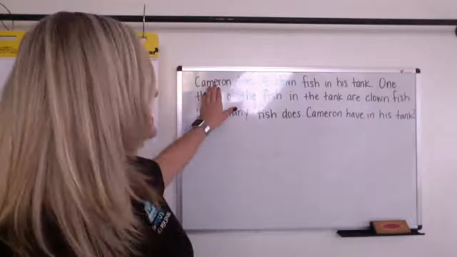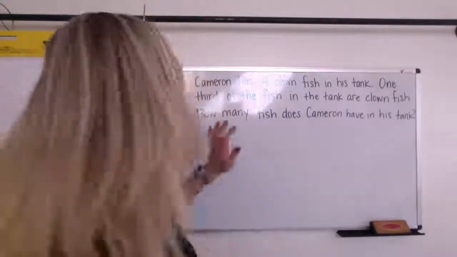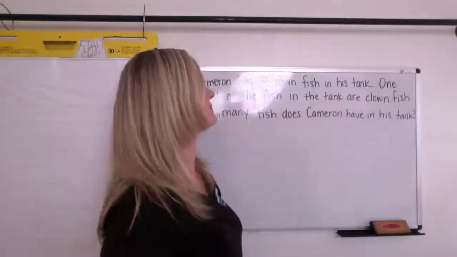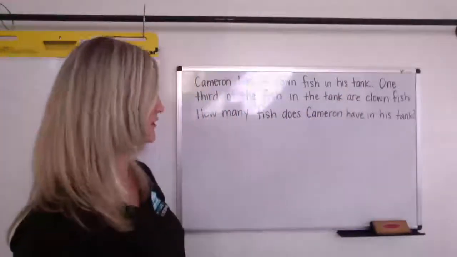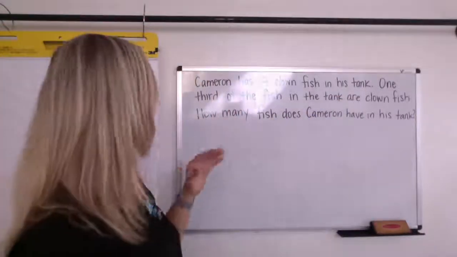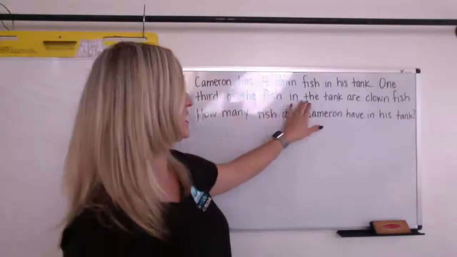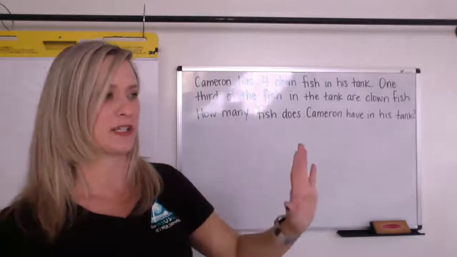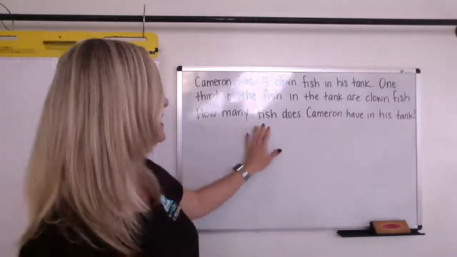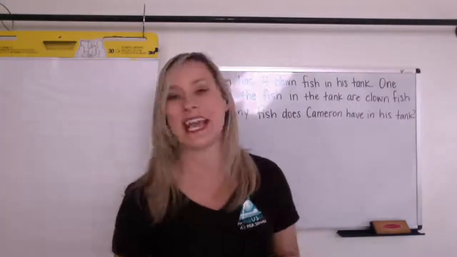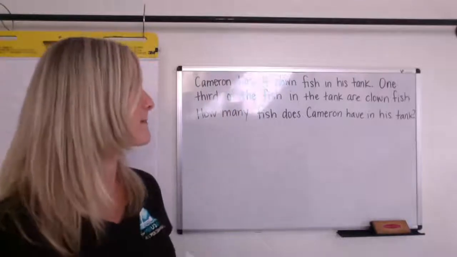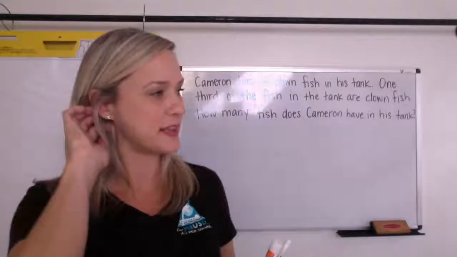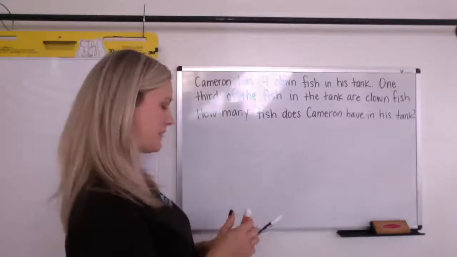Here we go. We're going to read it, even though there's a glare. Stick with me. Cameron has 4 clownfish in his tank. Okay, so we know that for sure so far. He's got 4 clownfish. 1/3 of the fish in the tank are clownfish. Okay, so we know 1/3 of the tank is clownfish. How many fish does Cameron have in his tank? Okay. So we have to figure out how many fish there are if we know that there are 4 clownfish.